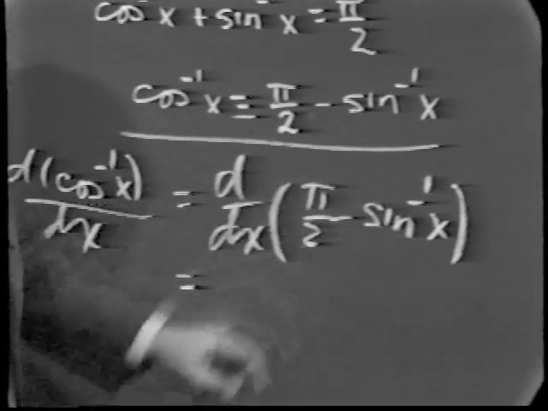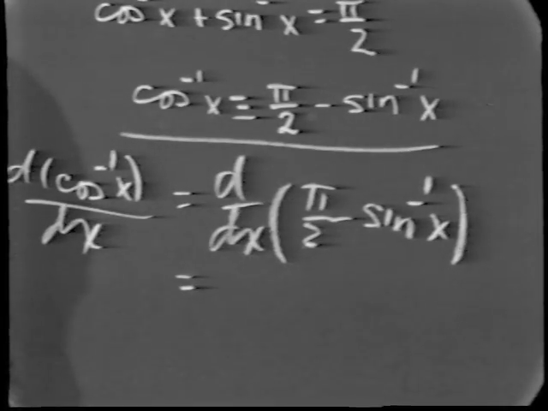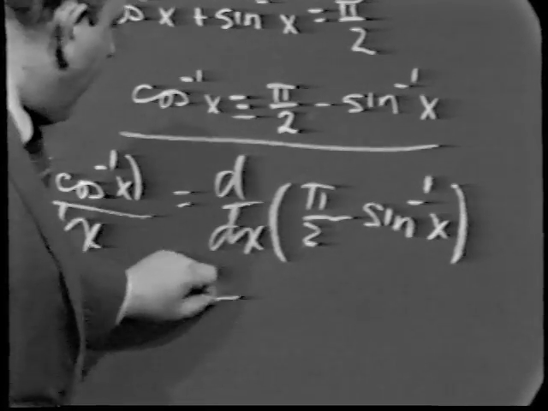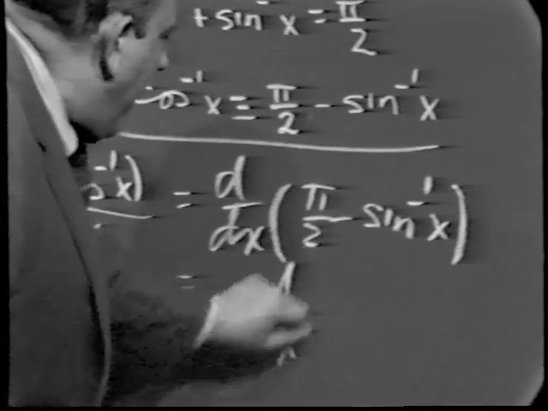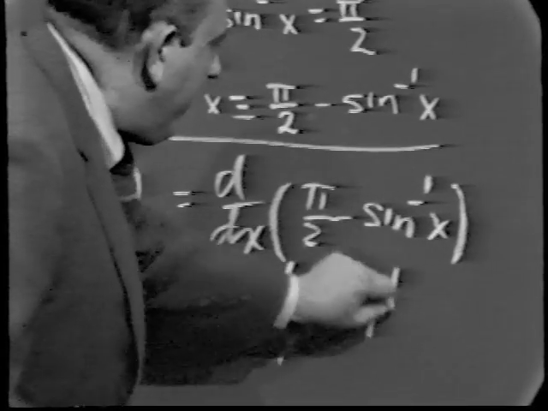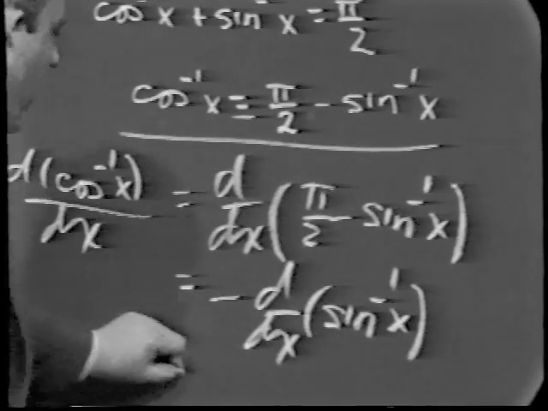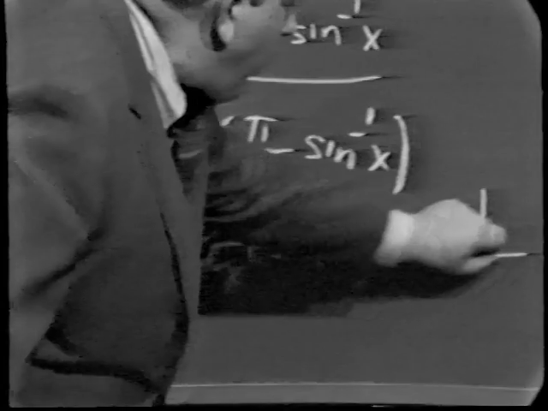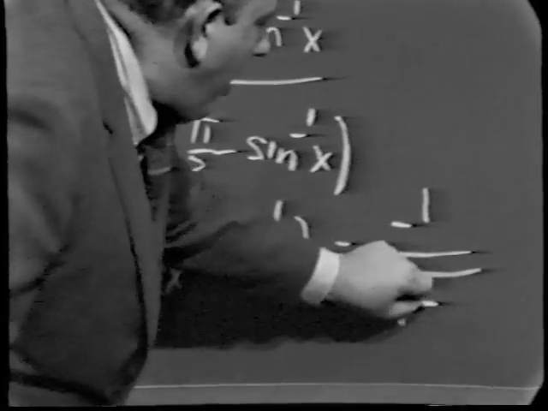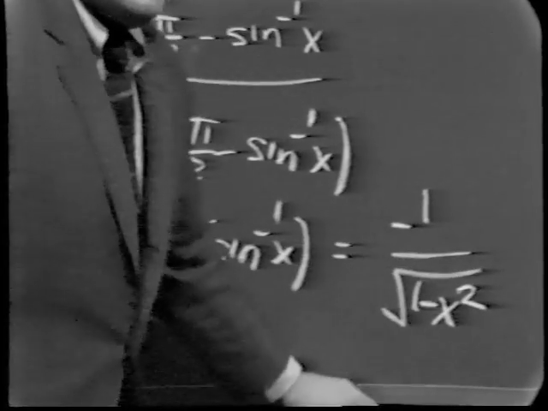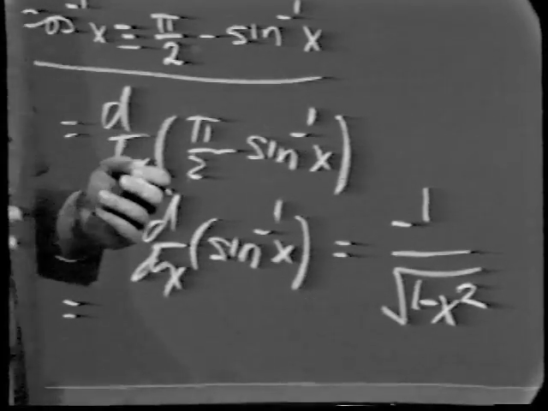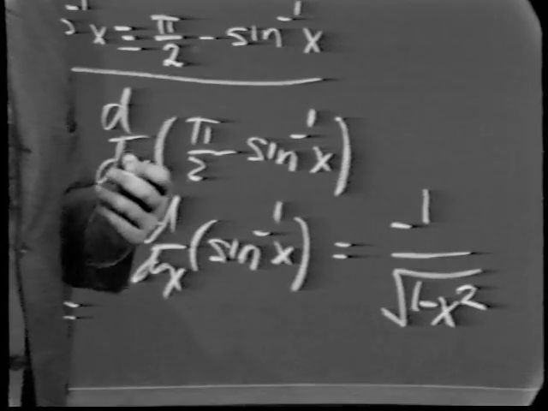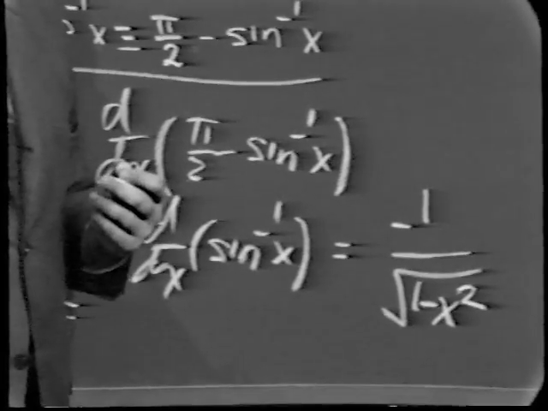I already know how to differentiate inverse sine of x. I've done that before. So I want what? Minus that derivative. See, I want minus d dx inverse sine of x. And that in turn is just what? Well, I'll write it over here. It's just minus 1 over the square root of 1 minus x squared. And again, another result, but obtained with a minimum of new knowledge.